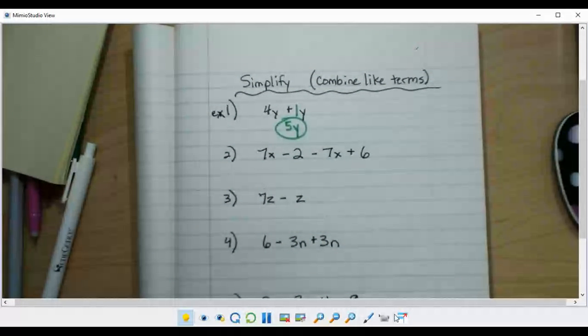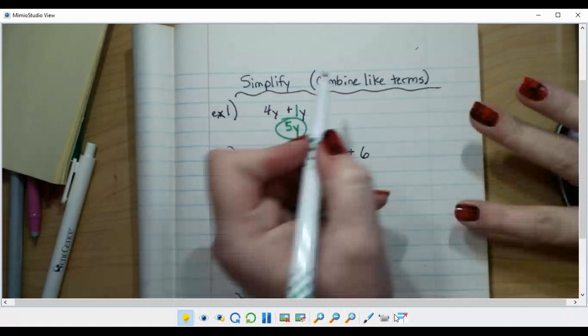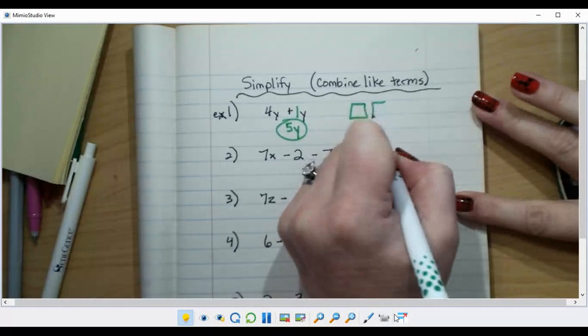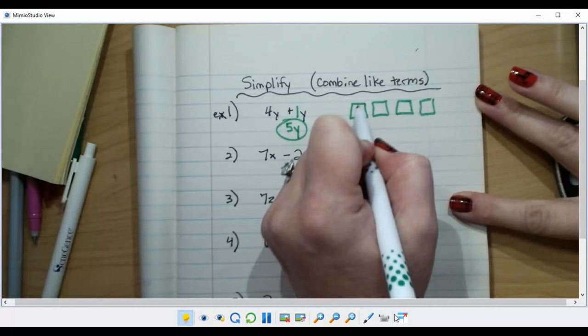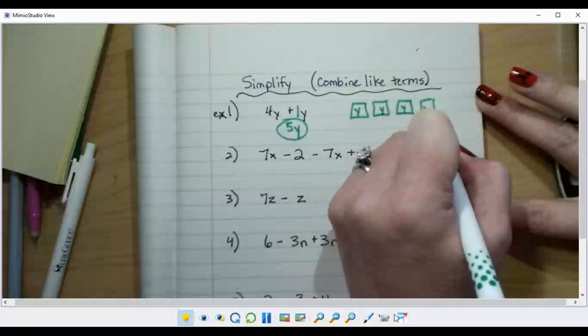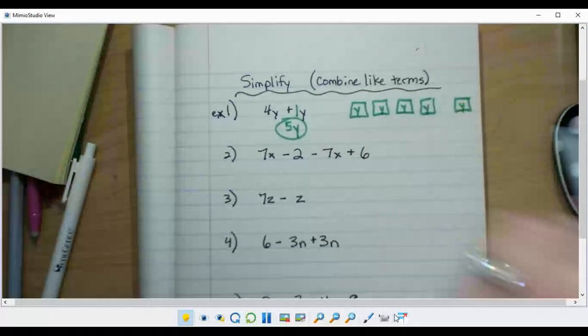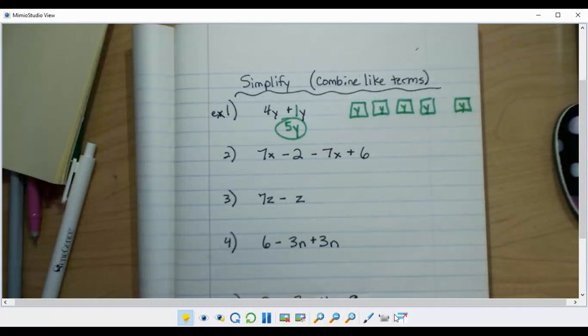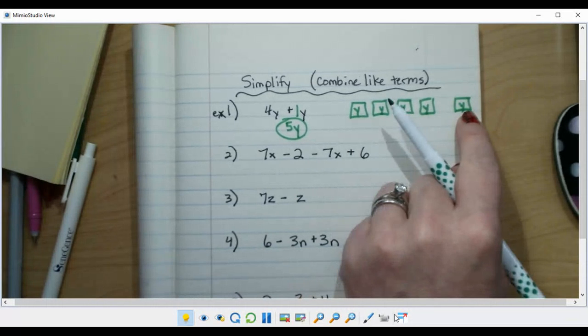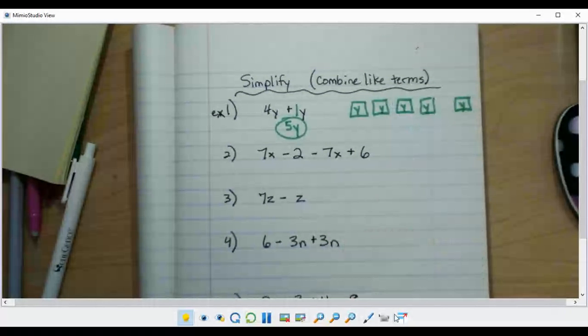Now, let me give you a picture of what this looks like and why the y won't change. Let's say that I have some blocks, and I happen to have 4 of them, and they're all labeled y. And then I have one more exactly like it. Go back to elementary school. I've got a pile of 4 and a pile of 1, and they're all the same thing. When I push them together, I get 5 of the same thing. I get 5 y's. Now, keep that in mind because when I go to the second example, I've got another picture I have to draw you.